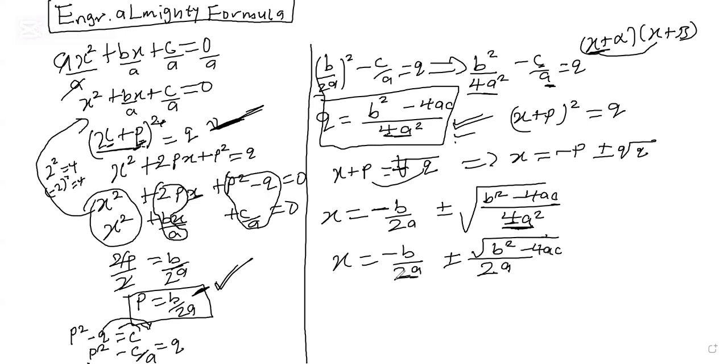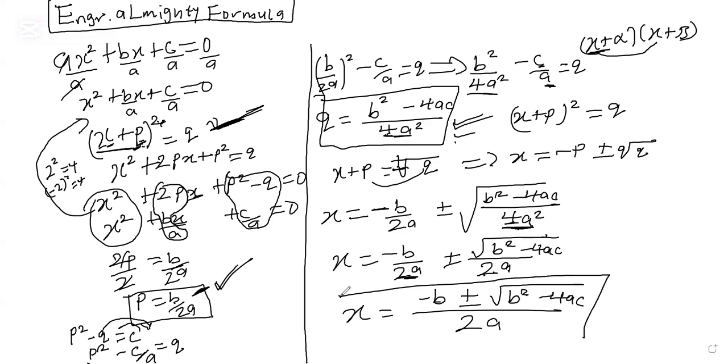Now, what's the final LCM? The LCM is 2a. So x becomes, the final LCM is 2a, we have minus b plus or minus the square root of b squared minus 4ac. This becomes our quadratic formula, derived using this method in this form.